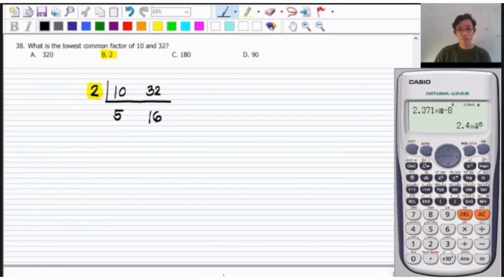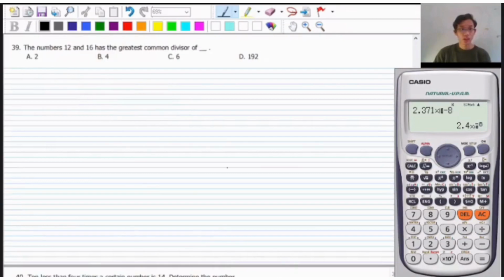Okay, number 39. The number 12 and 16 has the greatest common divisor of, okay, greatest common divisor lang. Alin yung pwede mong pinakamalaking pwedeng i-divide kay 12 at 16? Pwede natin i-divide ng 4. 12 divided by 4, 3. 16 divided by 4, 4. Okay, ano yung pwedeng pinakamalaking divide? That is 4. Letter B.